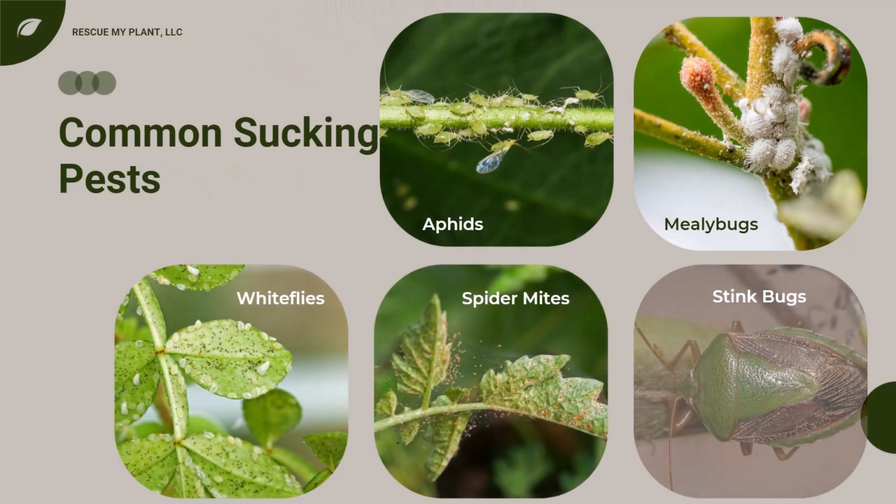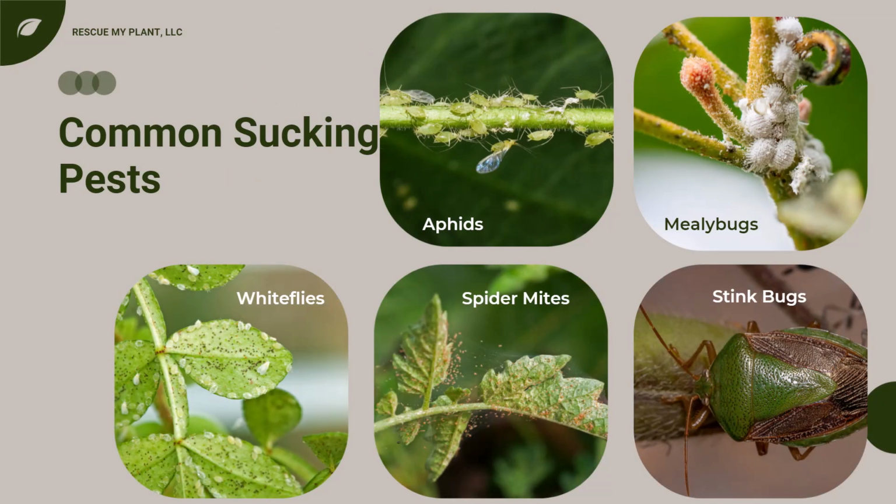The second type are piercing sucking insects that use a stylet mouthpart to inject into leaves or fruit and suck the contents out. These pests can often transmit viruses in their saliva. Aphids are tiny pear-shaped bugs found in groups. They can be green, yellow, pink, or black. They tend to feed on new growth.